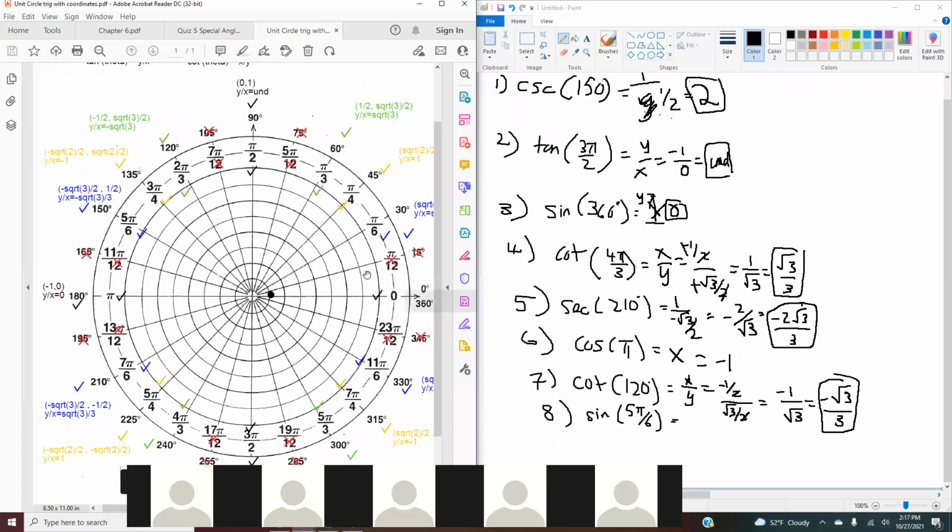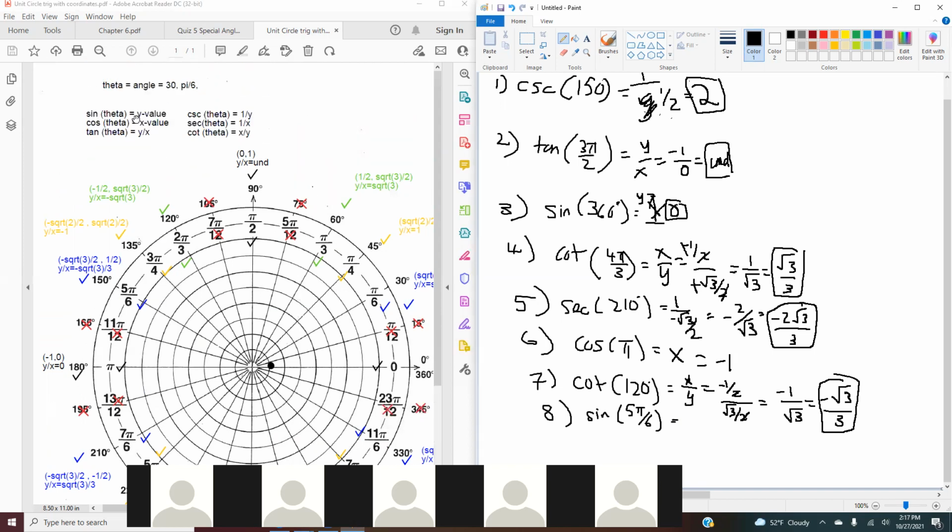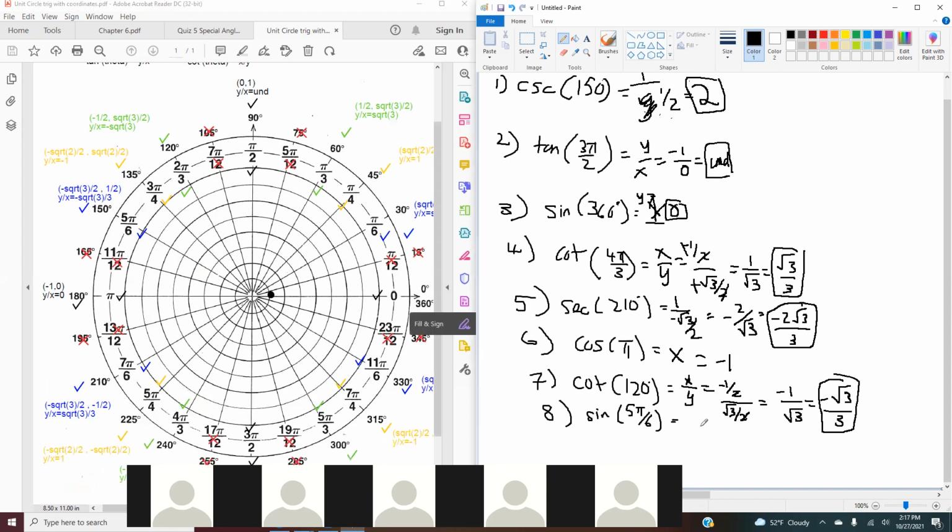Would it be 1/2 over square root of 3/2? Don't forget, sine is what? X, y, or xy, yx, x over y. What is sine? Oh, it's y over x. No. Y over R. In this case, sine is just y, and because your radius is 1, so just y.